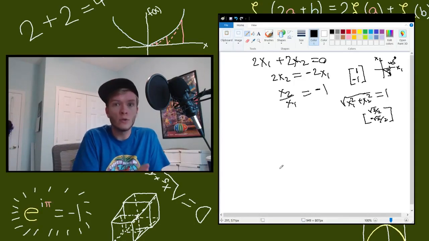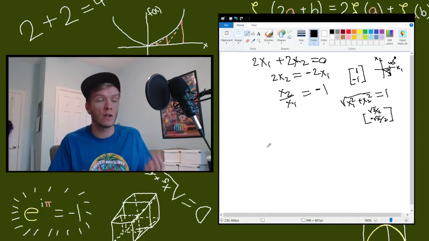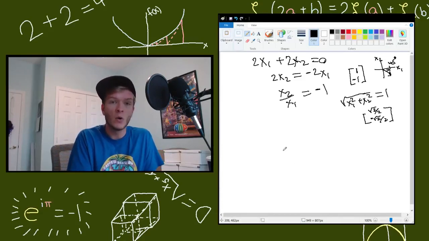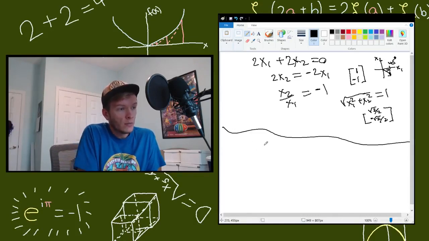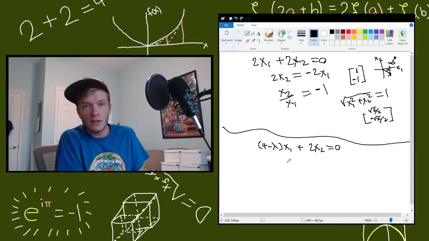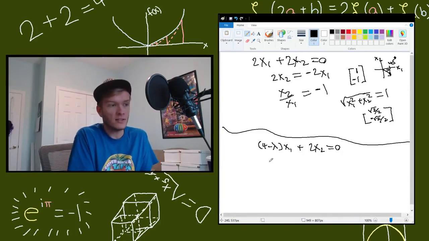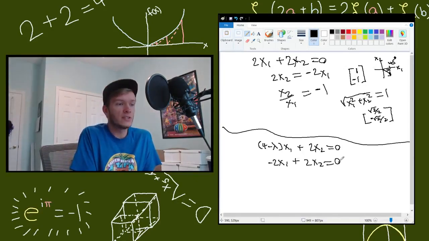Now I'm actually going to only write out the equation once this time because we've already talked about the fact that eigenvalues, when plugged into that matrix equation, only give us one equation in the long run. So if we go back to our equation of 4 minus lambda x1 plus 2x2 is equal to 0, and we plug in our other eigenvalue of 6, then we're actually going to get negative 2x1 plus 2x2 is equal to 0.